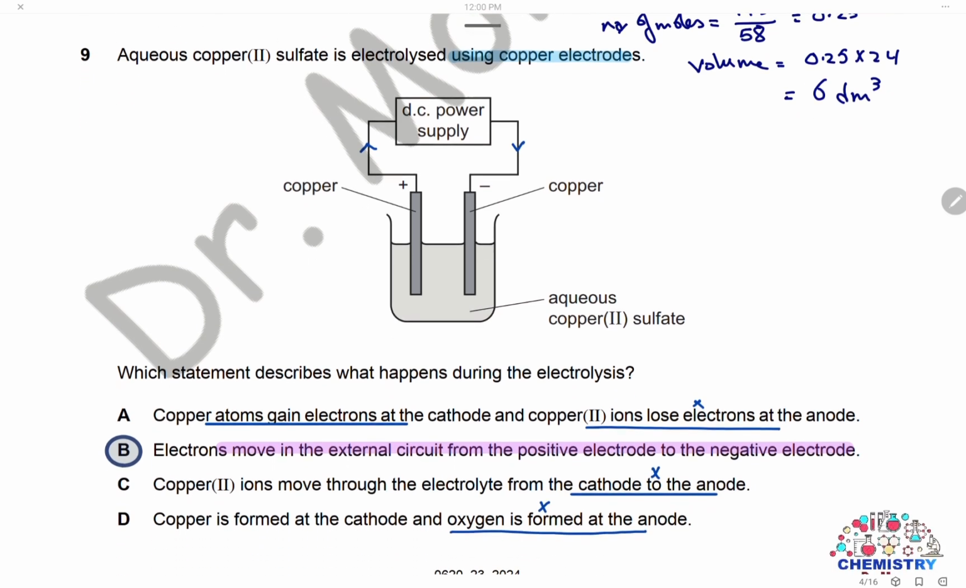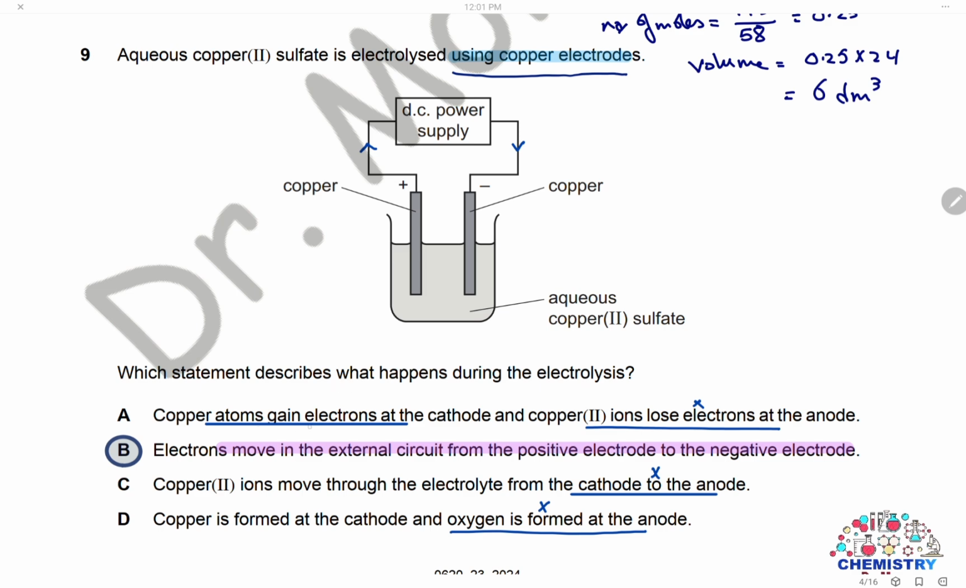Question 9. Aqueous copper sulfate is electrolyzed using copper electrodes. That means here the process of electro refining. The 2 electrodes are made from copper. Which statement describes what happened during electrolysis?